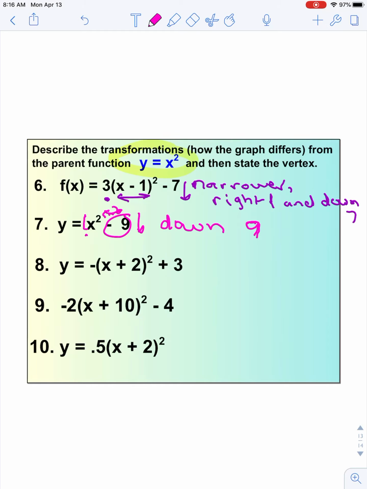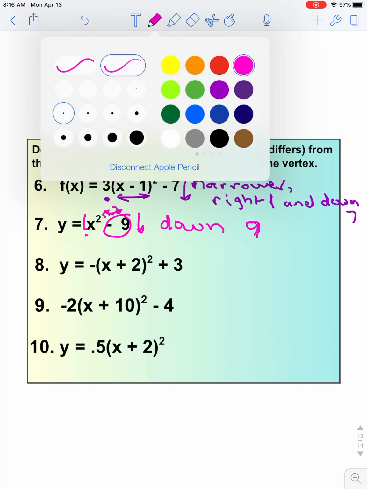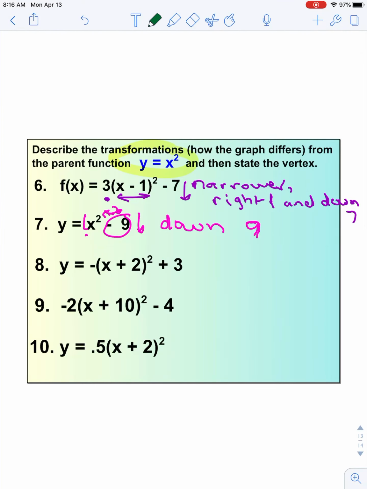Let's just try one more here. Let's try number 9 here. With number 9, this right here, the negative is making it flip. So it's flipped. But then the 2 part, we kind of ignore the sign and we think, oh, 2 is bigger than 1 because it's the absolute value. So bigger than 1 goes up faster. It's going to make it narrower. And then we have this shifting it left or right, the opposite of what you think. So this is going to go left 10, and this is making it go down 4.